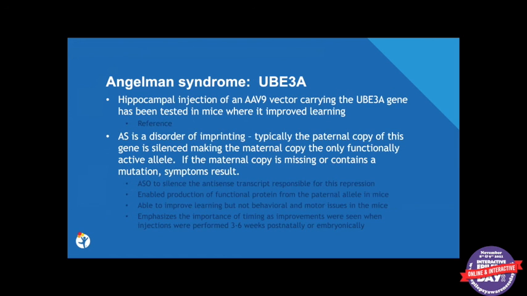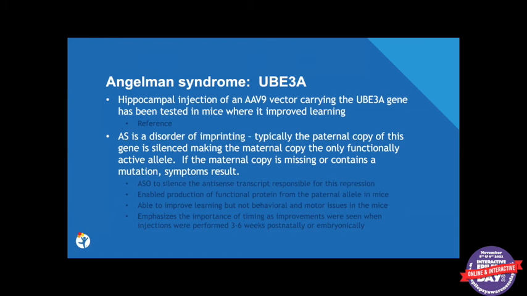Angelman syndrome has done some research as well, with injection right into the hippocampus, the memory centers of the brain, of a viral vector containing a copy of the gene, where it has been tested. Oh, I was supposed to put the reference in there, but I guess I forgot to do that. I'm very sorry. So they're still working on that in mice.